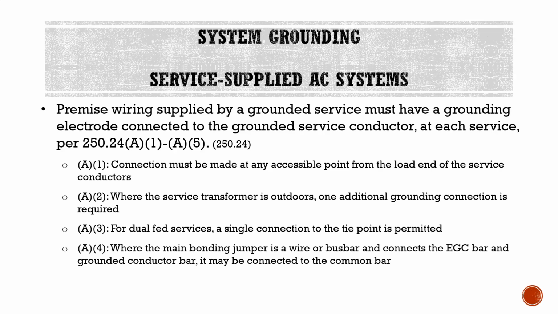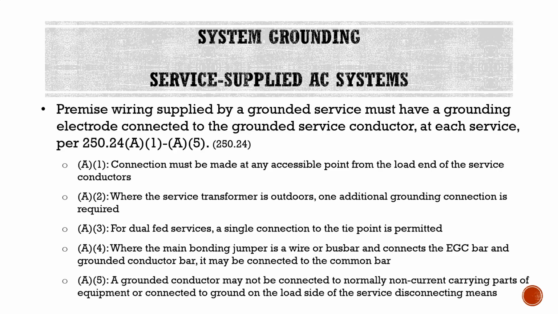A4, where the main bonding jumper is a wire or bus bar and connects the equipment grounding conductor bar and the grounded conductor bar, it may be connected to the common bar. In A5, a grounded conductor may not be connected to normally non-current carrying parts of equipment or connected to ground on the load side of the service disconnecting means.